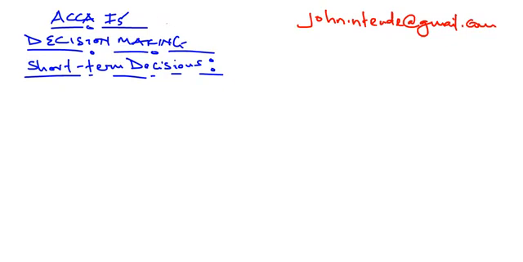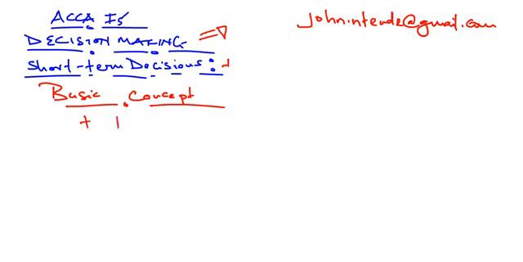So today we're going to look at a syllabus area called decision making, which is critical for your F5, and specifically we're going to be looking at short-term decisions. Now, the basic concept is something called relevant costing.